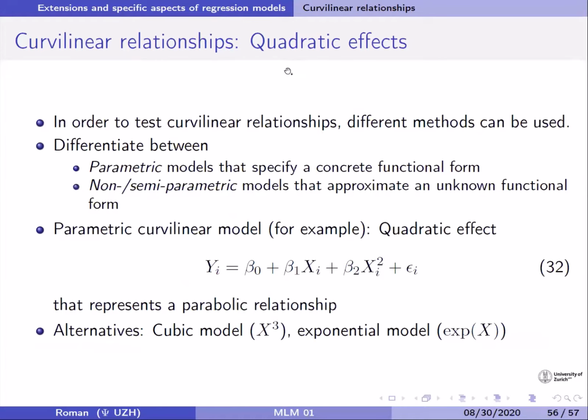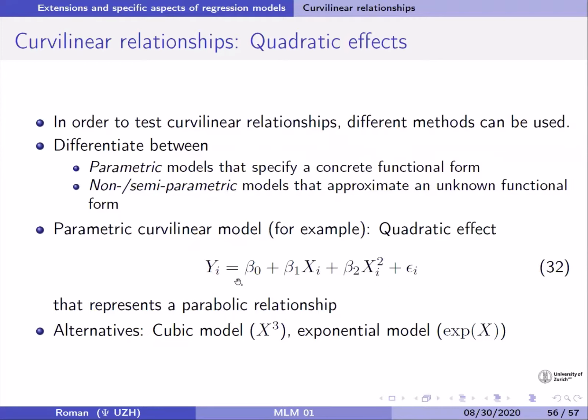Curvilinear relationships. In order to test curvilinear relationships, there are many different methods which can be used. Parametric models, which will specify a concrete functional form, like quadratic effects, and non- or semi-parametric models that will approximate an unknown functional form. So, as far as a known form goes here, we have the use of a quadratic effect. This is a parabolic relationship.